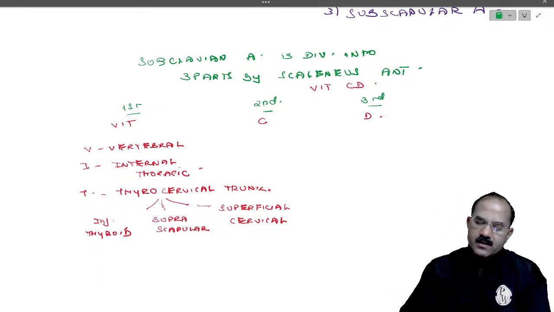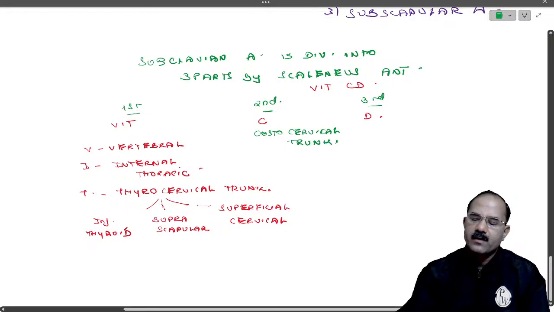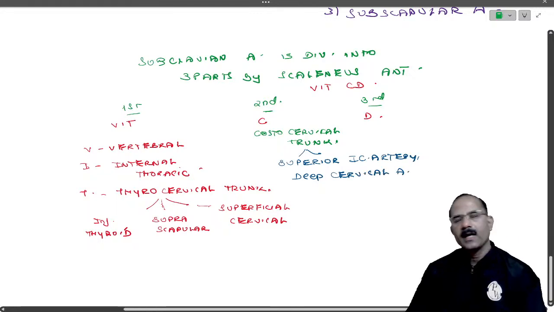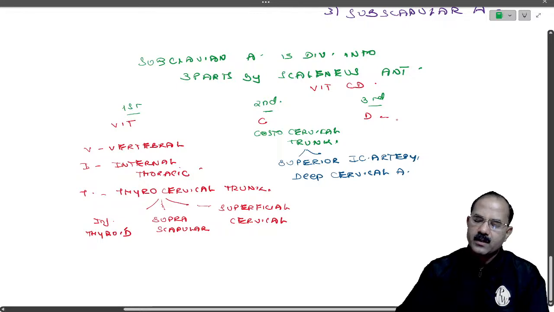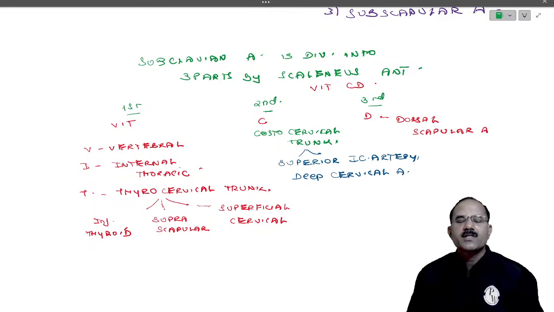What is C? C क्या है? C is the costocervical trunk. Costocervical trunk के दो branches है. Trunk है ना? So there are two branches. One is the superior intercostal artery, and the second one is the deep cervical artery. And what is D? Third part say D is dorsal scapular. Dorsal scapular artery. Okay, so this is a very easy way to remember the branches of subclavian artery.